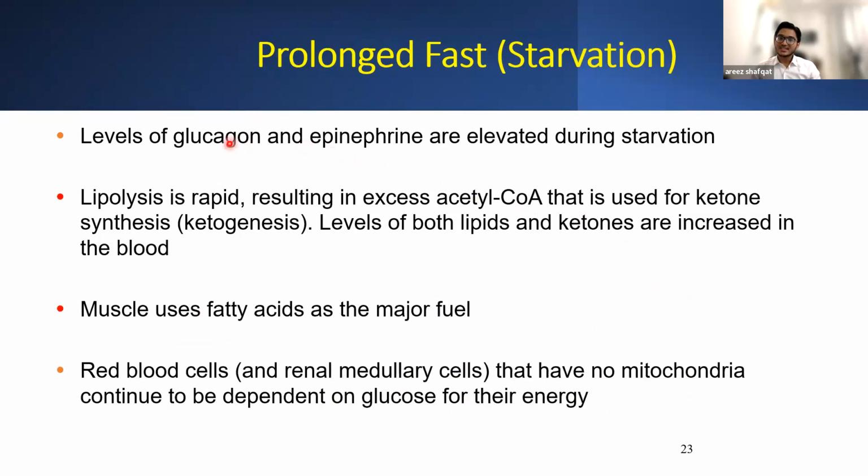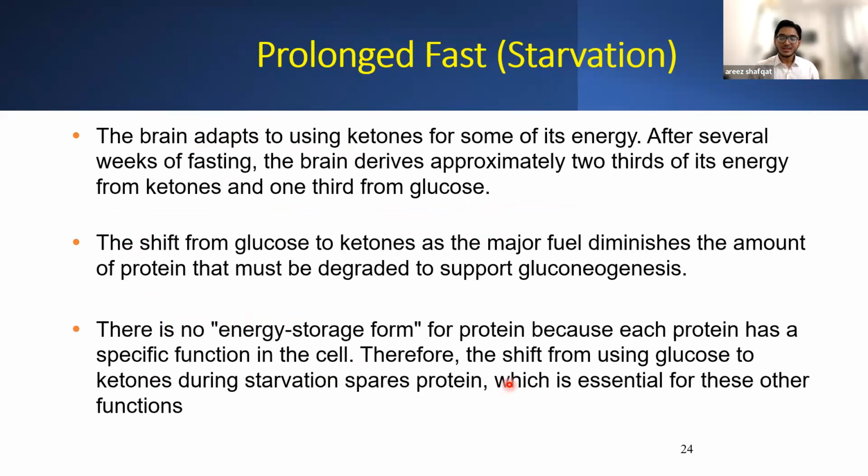During a prolonged fast, levels of glucagon and epinephrine are even more elevated. Lipolysis is occurring rapidly, resulting in excess acetyl-CoA production. This excess acetyl-CoA is used to make ketone bodies, and so the levels of both lipids and ketones are increased in the blood during a prolonged fast. Muscle also uses fatty acid as a major fuel, but the brain doesn't. Red blood cells have no mitochondria and continue to be dependent on glucose.